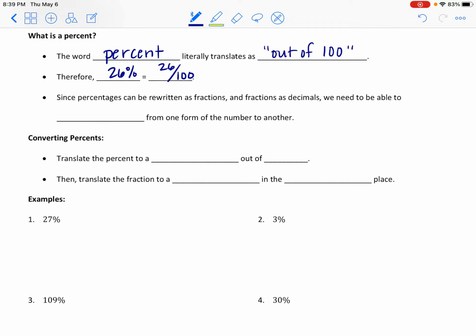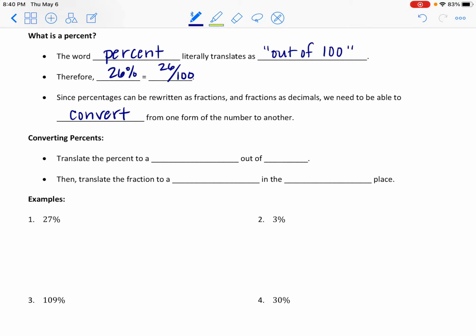So, since our percentages can literally be translated into fractions, and fractions we know can be converted to decimals, we need to be able to go from any one of those forms to the other. So we've talked about going from fractions to decimals and vice versa. Now we're just throwing a new one into the mix. We should be able to take a percentage and write it as a fraction, or take a percentage and write it as a decimal, and vice versa. Take a decimal or a fraction and make it a percent. So we have to be able to convert or translate or rewrite from one form to another. So let's start with percents.